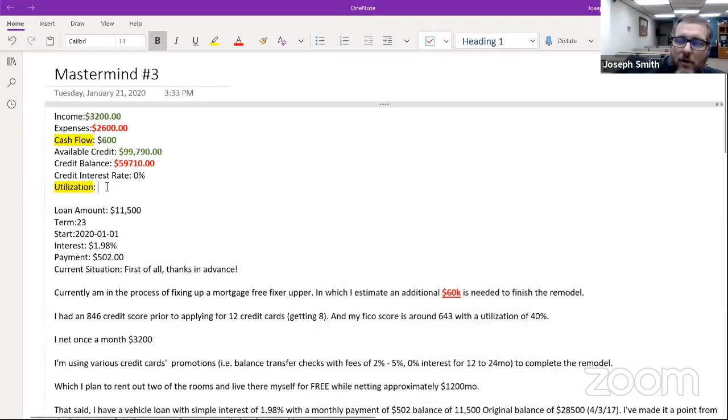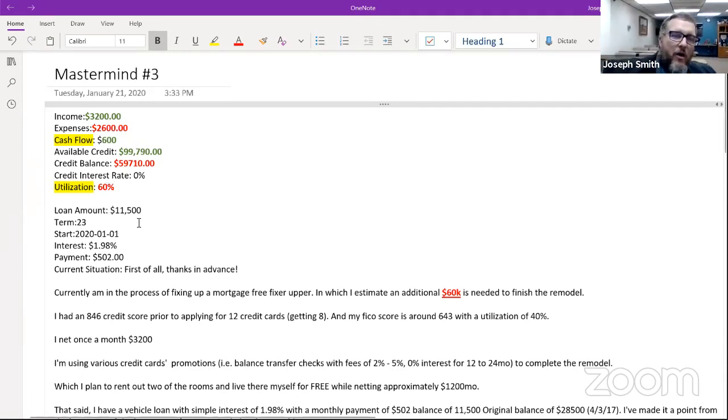All right. So what's our utilization at? Just under 60% utilization. Okay. So I know we haven't gone into everything yet, but this is what I'm just trying to show you. What I immediately look at is income, expenses, and I'm thinking cash flow. I see what the available credit limit is and what the balances are, and I'm thinking utilization.